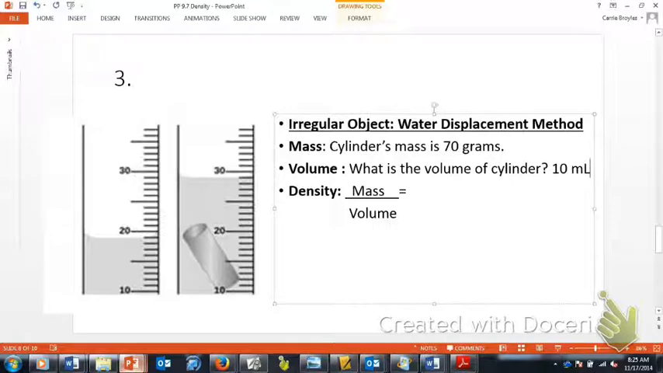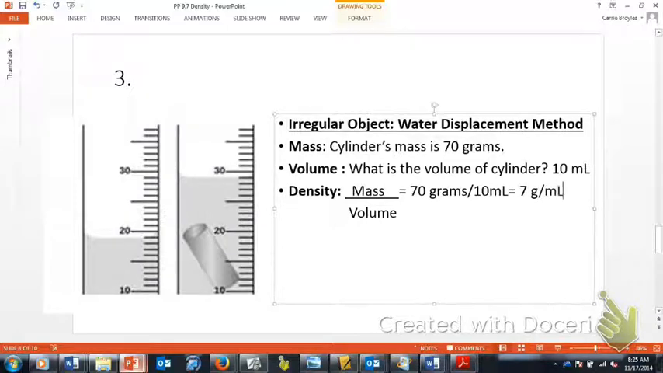So what we're going to do now is just substitute it into the formula that we talked about up top, that broken heart. And that broken heart starts with mass, so we're going to type in 70 grams. And we're going to divide that by the 10 milliliters that we just came up with. What we come up with then is 70 divided by 10 is 7 grams per milliliter.